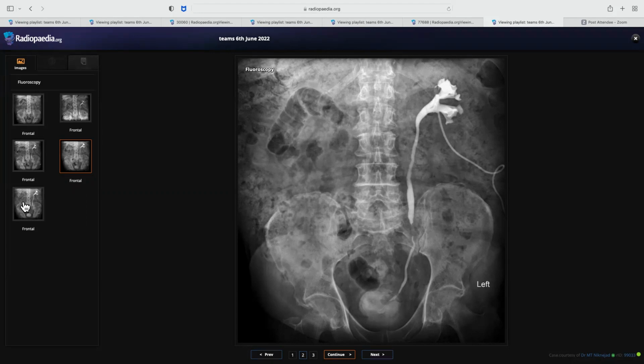This is a nephrostogram. That's why I can see the right. Yeah. So this is a left nephrostogram. That's why I can see the right ureter. Right. Yeah. So initially you said IVU, I think. So yeah. Yeah.